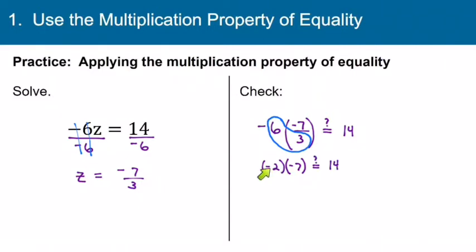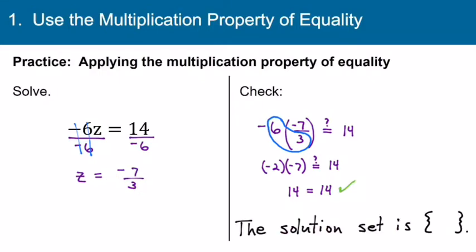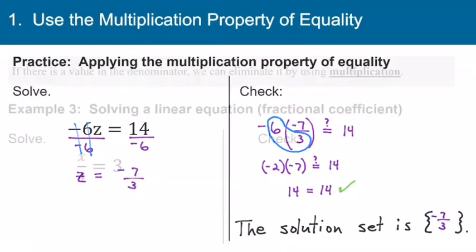So let's make sure. Negative times negative is positive. 2 times 7 is 14. So yes, 14 equals 14. That's a true statement. So our solution is verified. And in set notation, we could say that the solution set is negative 7/3.